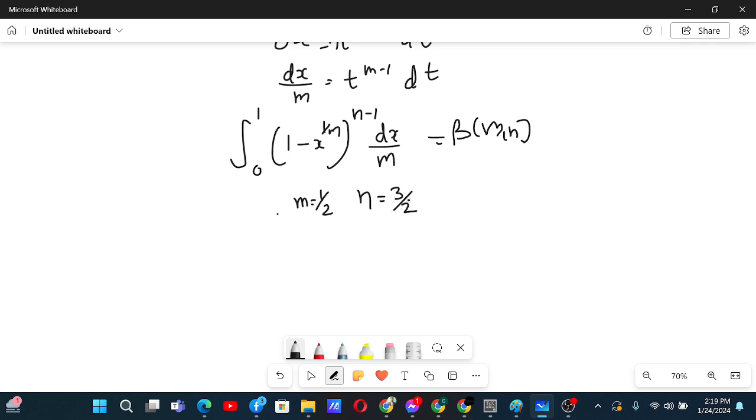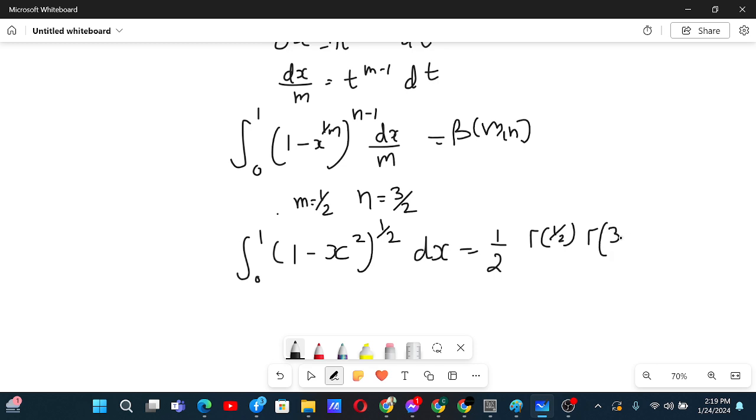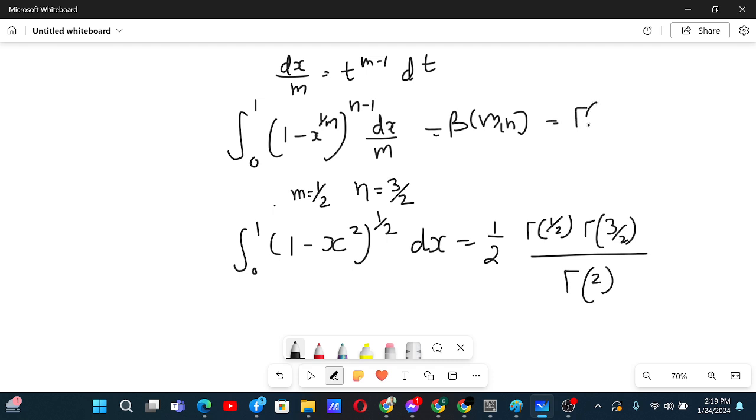Now after this, if we substitute m equal to 1 by 2 and n equal to 3 by 2, you will see something. Let me show you what you will see. 1 minus x to the power 1 by m, 1 by 2, that's just 2, and 3 by 2 minus 1 is 1 by 2, dx, and m goes to the other side, and m is 1 by 2. And beta of m and n is just gamma m times gamma n by gamma of m plus n, where m plus n is 4 by 2, which is 2. If you don't know that, let me write the formula over here: gamma m, gamma n by gamma m plus n.